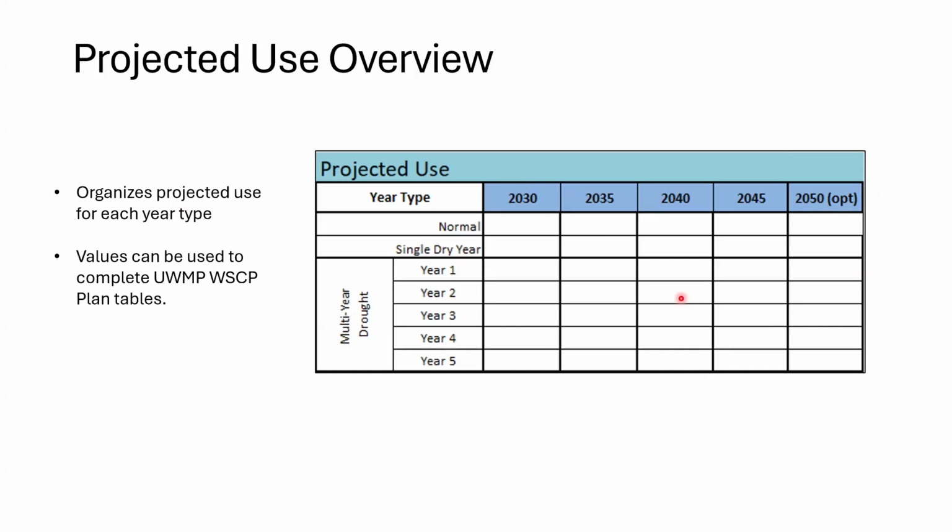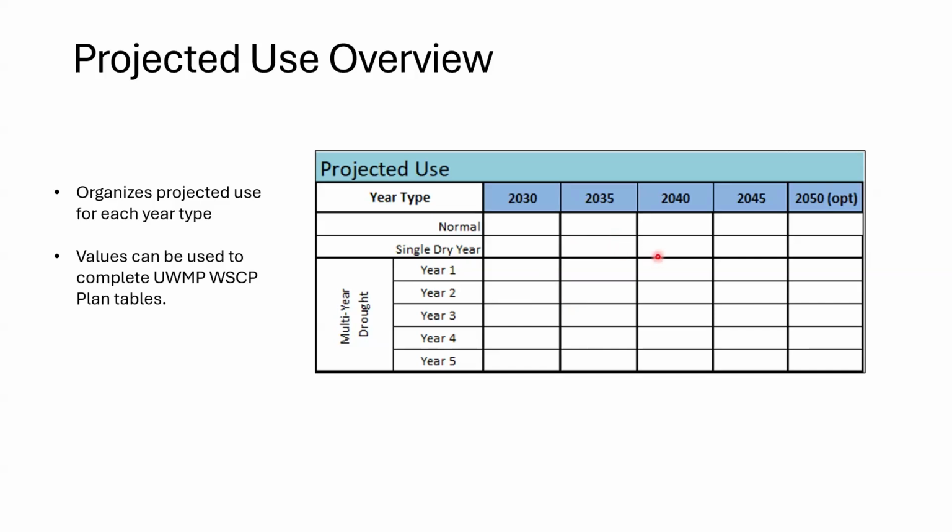And this table will be helpful in completing your UWMP water shortage contingency plan tables. And this is just a place to keep it all together, organize it in one place so that you can copy and paste data from here. However, this table is a manual entry, so it's not going to come from any other table. You would have to enter the values in here directly.